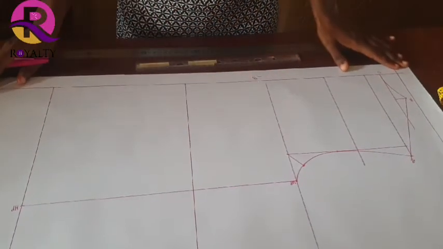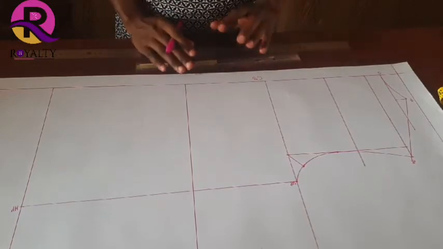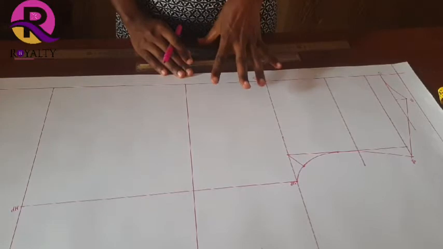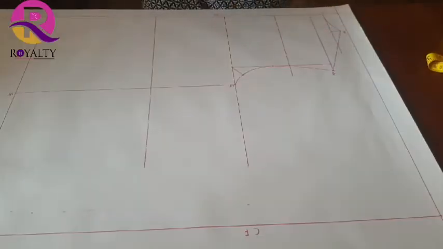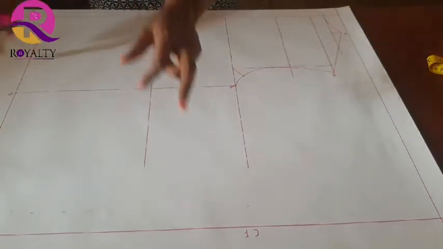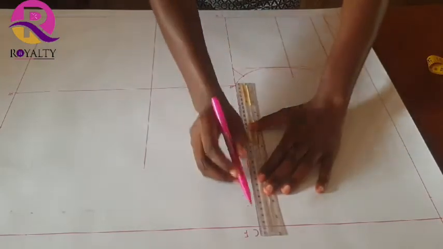So this is how the back block looks. We are not done yet, but the next thing we'll be doing is to go to the front block and do some construction, then we'll come back to the back block. So for the front block, the first thing we are going to do is to ensure that the armhole depth line, the waistline and the hip line touch the center front line. So I'll just extend all my lines like so.